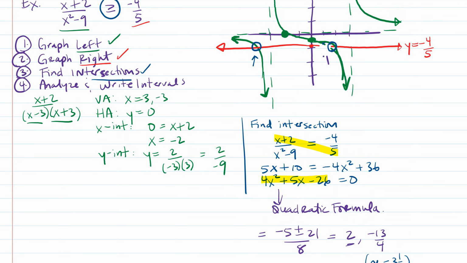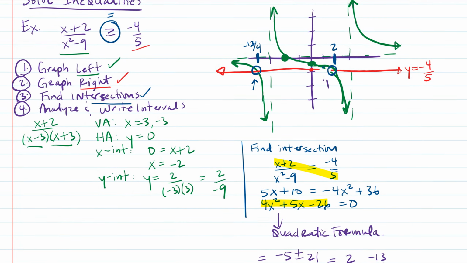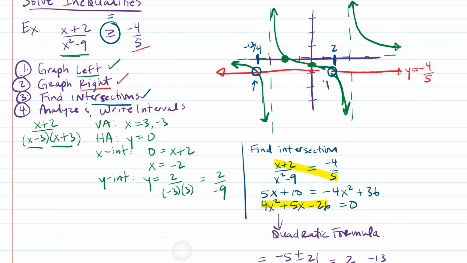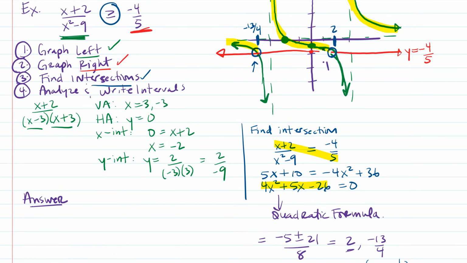Okay, so now the question is, if this is the x value negative 13/4, and this is the x value of 2, we can decide where our green function is greater than the red function. So our green function is greater than the red function here, and here, and here. So go ahead and write the inequality that represents that intersection and where it's greater than the red line.